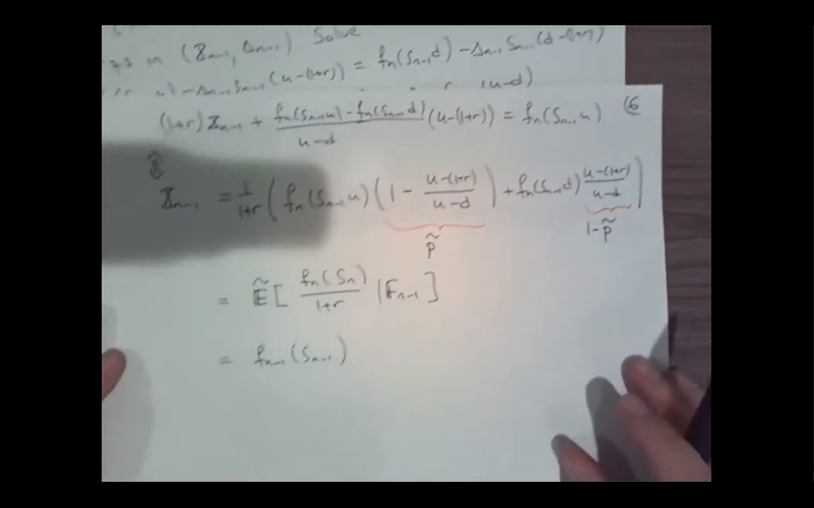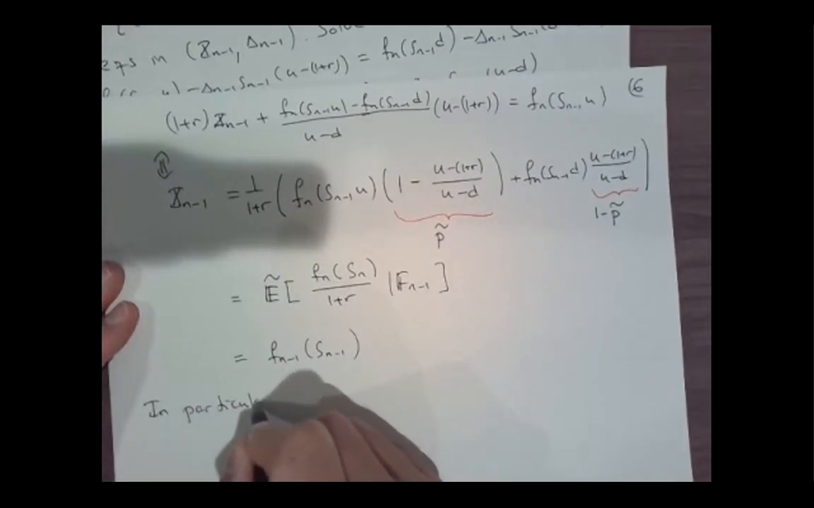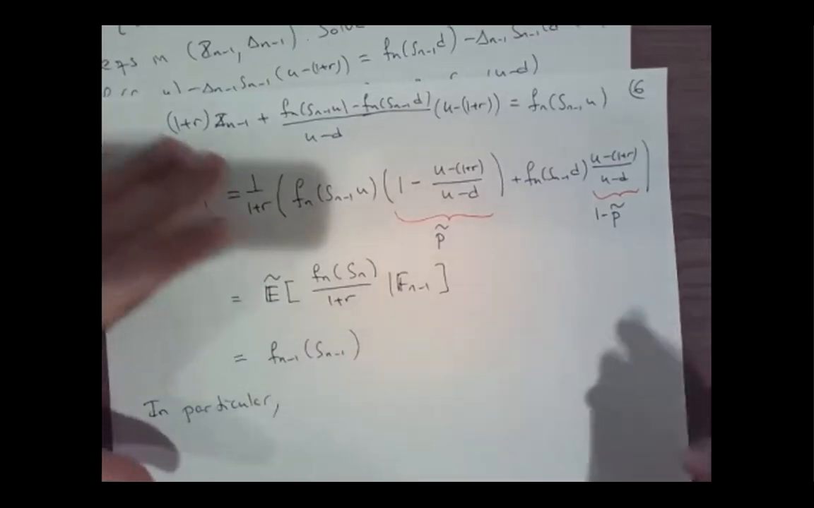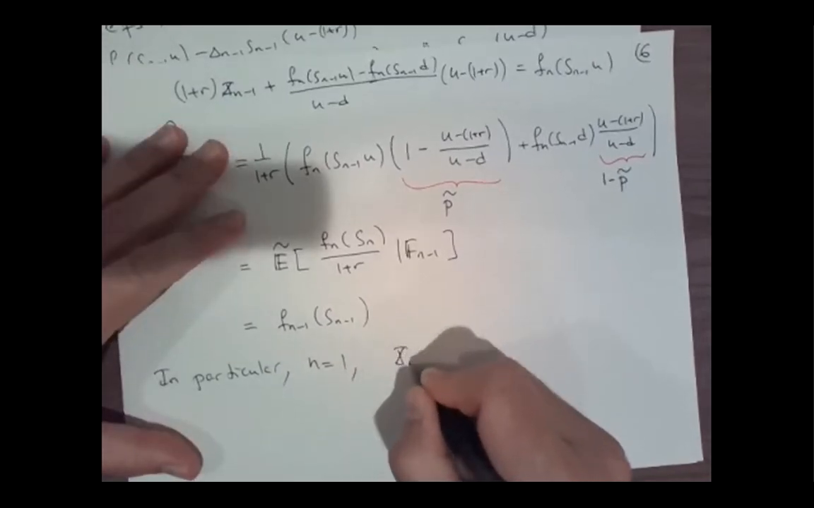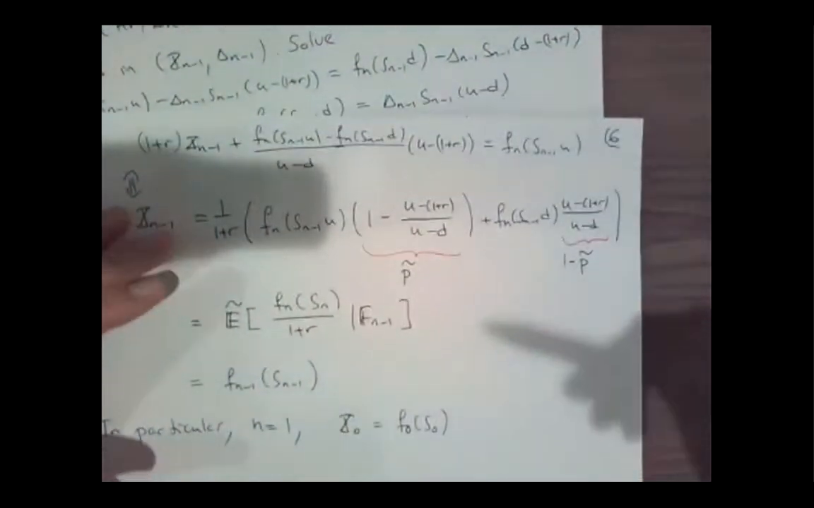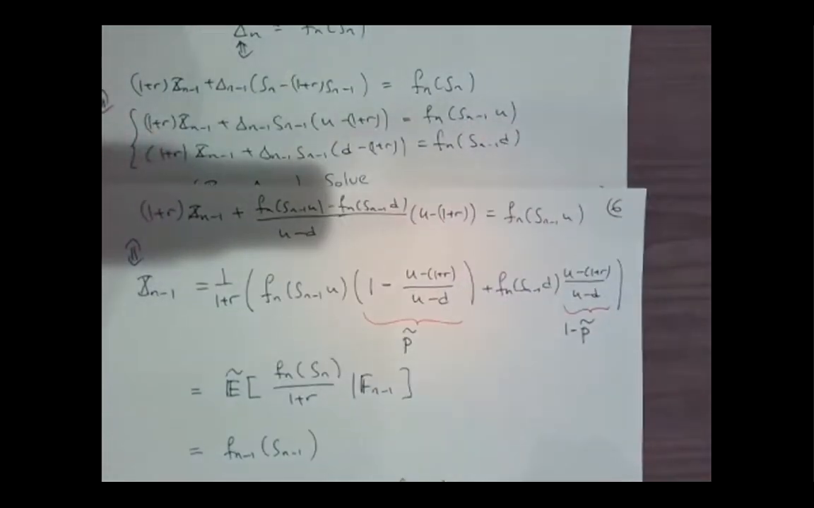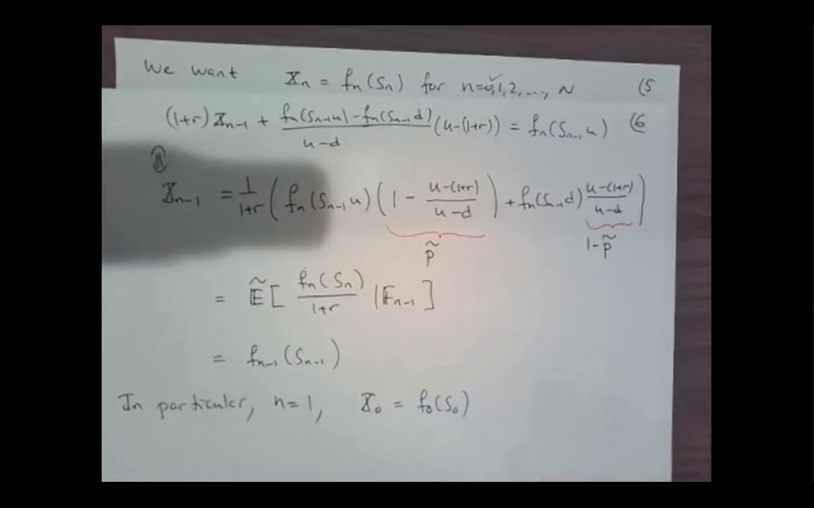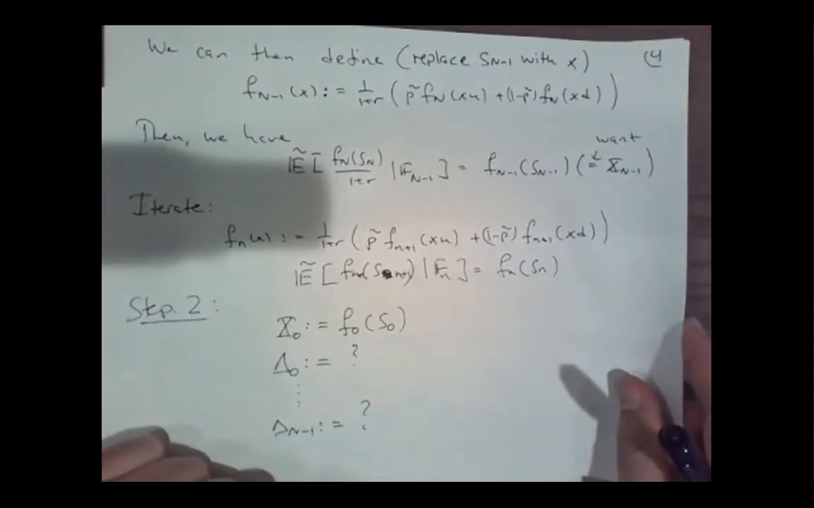So it matches up. In particular, following Richard's comment, you put this to be 1, we're going to get that x0 is equal to f0 of s0. Right. So the solution that we got from solving these two equations up here is consistent. It is consistent. It's consistent with what we have here. So that's great. And so now we have all the formulas, right?